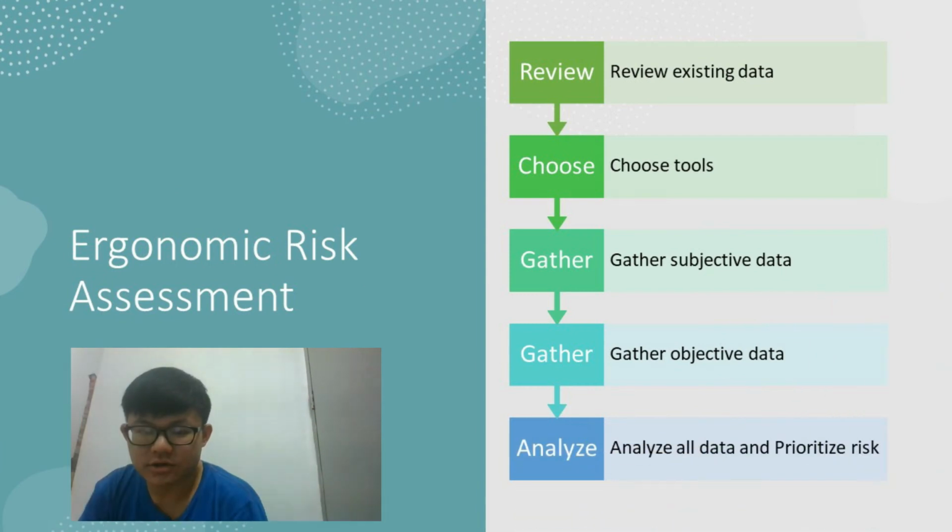There are 5 steps to conduct ergonomic risk assessment. Step 1. Review existing data. Step 2. Choose tools. Step 3. Gather subjective data. Step 4. Gather objective data. Step 5. Analyze all data and prioritize risks.